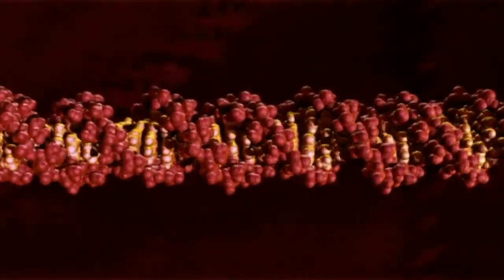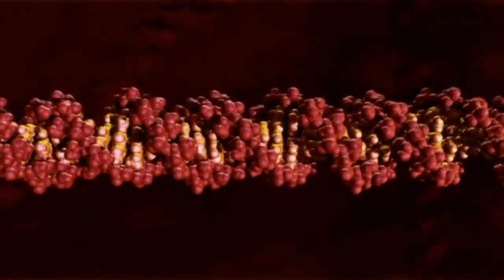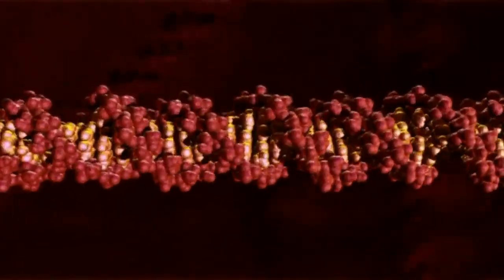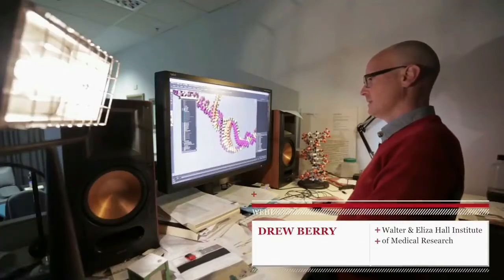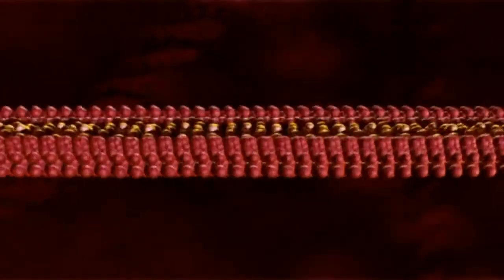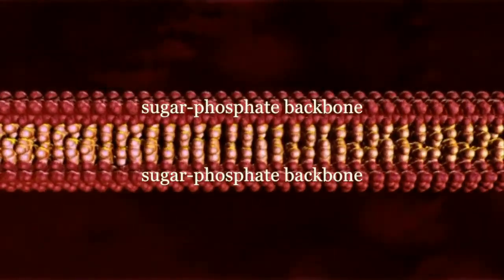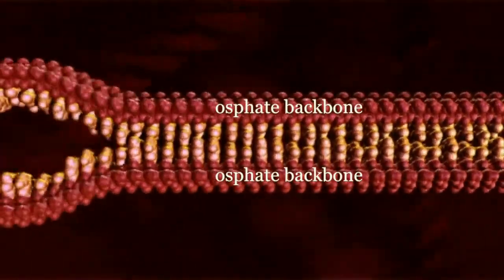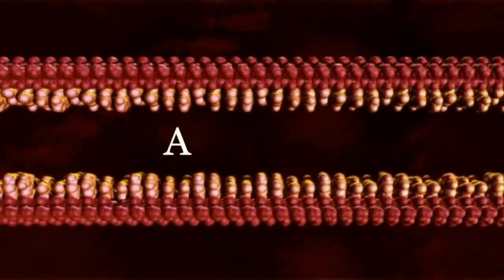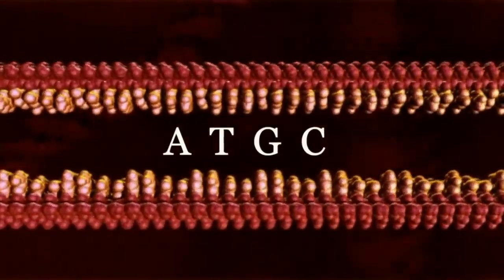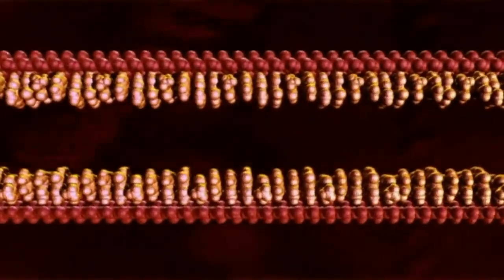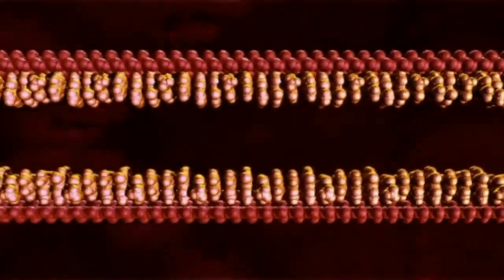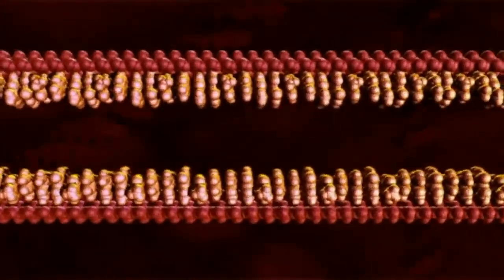DNA is a good place to start, the double helix molecule we always talk about. This is a scientifically accurate depiction of DNA created by Drew Berry at the Walter and Eliza Hall Institute of Medical Research. If you unwind the two strands, you can see that each has a sugar phosphate backbone connected to the sequence of nucleic acid base pairs, known by the letters A, T, G, and C. Now the strands run in opposite directions, which is important when you go to copy DNA. Copying DNA is one of the first steps in cell division.